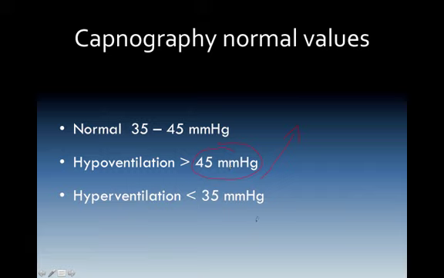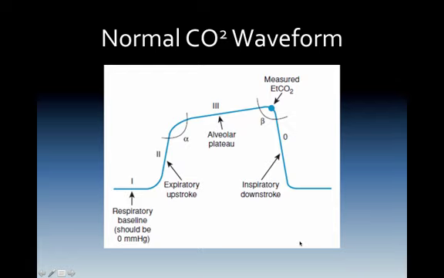Hyperventilation blows off too much CO2 and it will be under 35 millimeters of mercury. So low CO2s. 35 to 45 is the normal CO2 level. The normal capnographic or CO2 waveform.